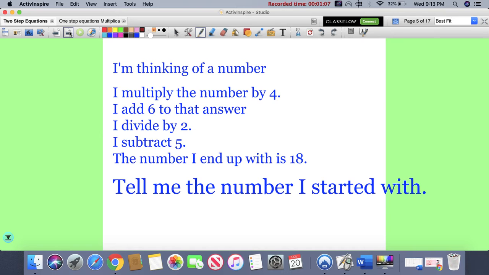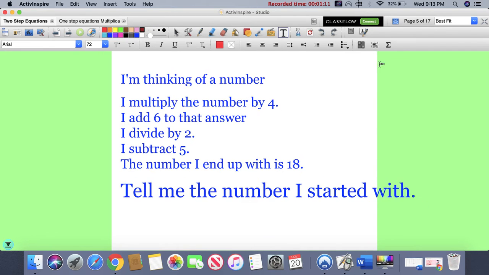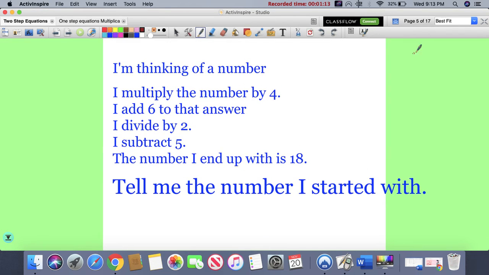So, if I end up with 18, I'm going to go backwards here, right? I'm going to start my way back and go backwards. So the first thing, instead of subtract 5, I would add 5. I would get 23. And then instead of divide by 2, I would times 2, right? Because I'm going backwards. I'm going to do the opposite of what was done. So that gives me 46.